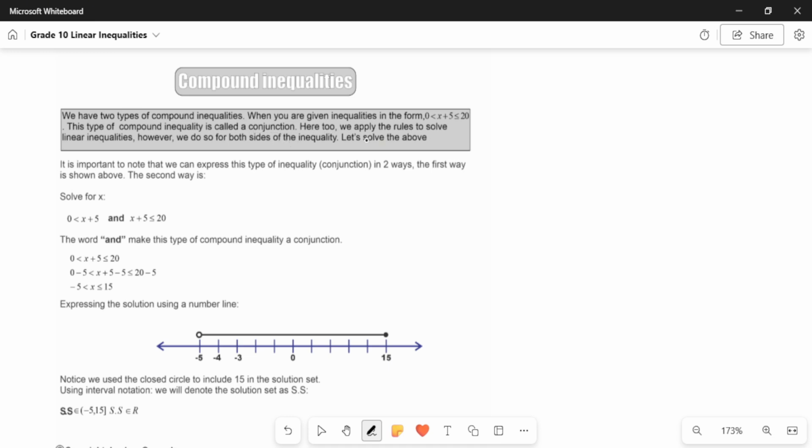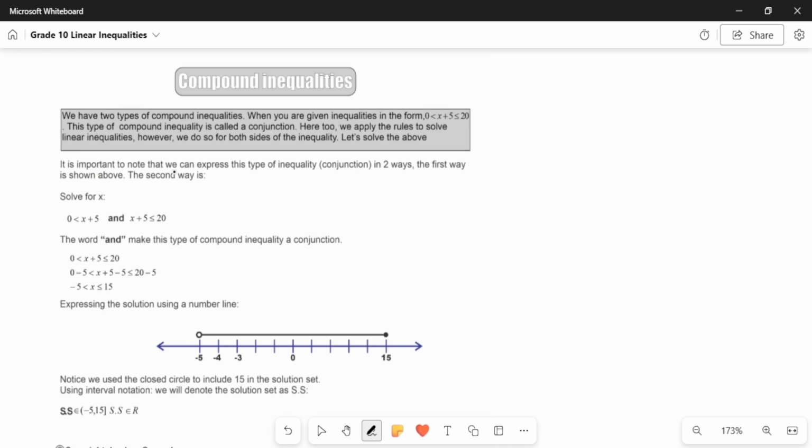Right, here too, we apply the rules to solve linear inequalities. What rules? The rules that we've already explained and discussed, where if you multiply or divide by a negative, you change the direction of the inequality sign and so on. All of those rules still apply. However, we do so for both sides of the inequality. So if I'm subtracting 5, I subtract 5 on this side and that side. That's the only thing that you're doing different with the compound inequality.